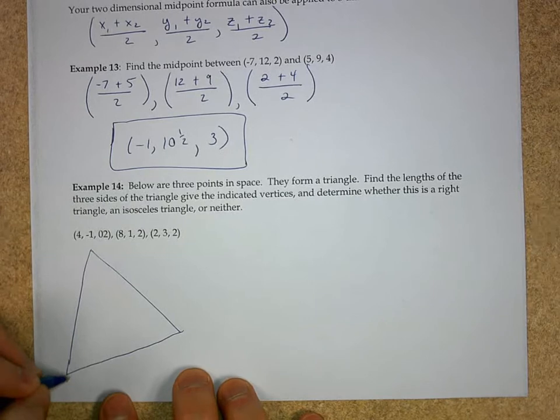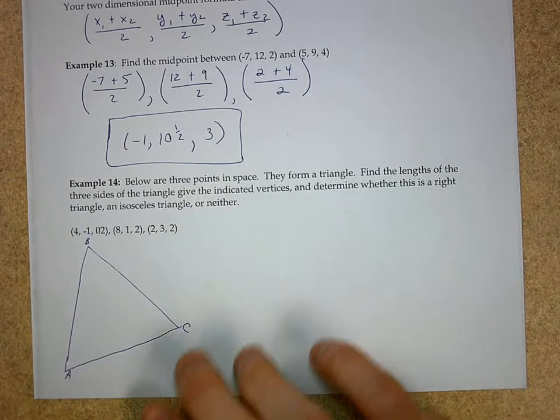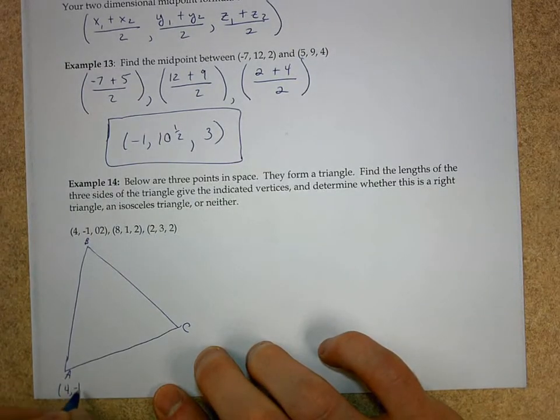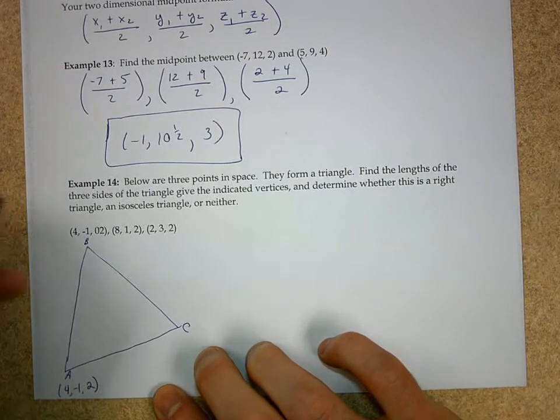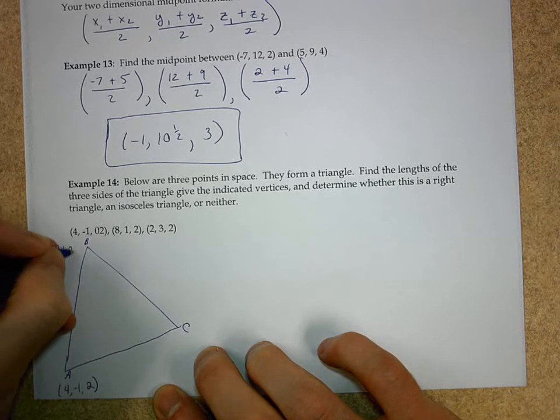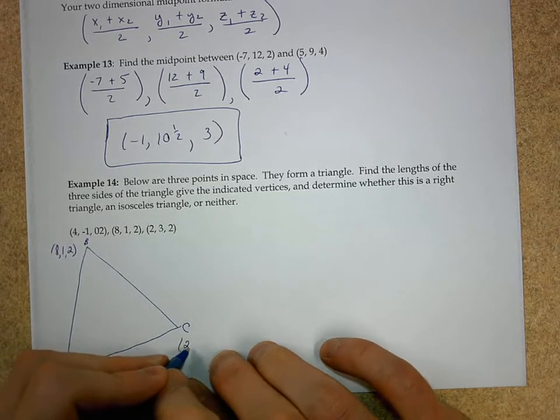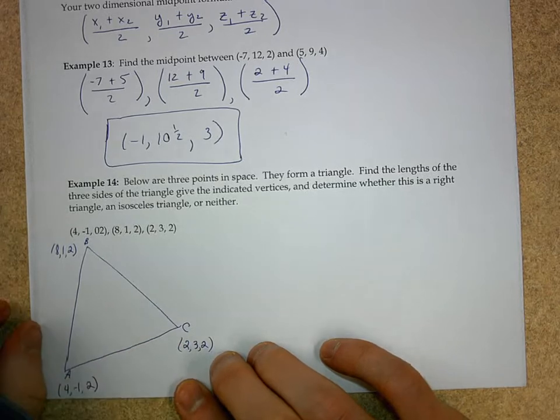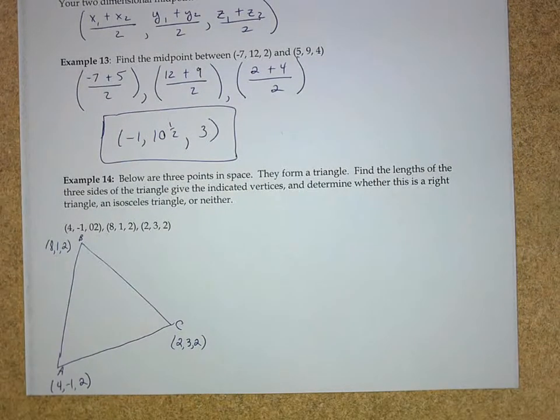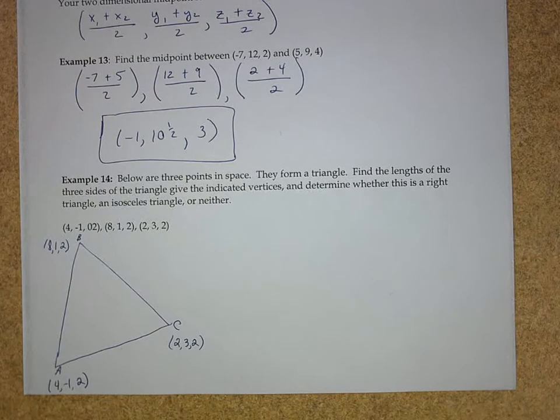And it's not going to be in 3 dimensions since I didn't draw this in a 3-dimensional space. But point A I know is 4, -1, and 2. Point B is 8, 1, and 2. And point C is 2, 3, and 2. So let's go about and we want to find the lengths of the sides of these triangles. And then we can see what types of relationships we have and do we have an isosceles, right, or neither triangle.